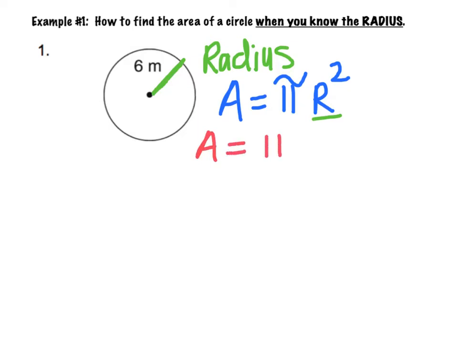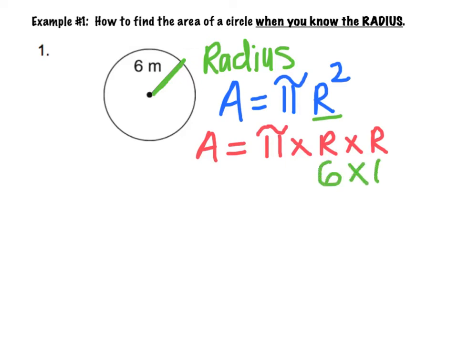Area equals pi times r times r, or radius times radius. When we look at our example, the radius of the circle is 6. So I'm going to fill that in my equation where these letter r's are. Everyone should by now remember the number that represents pi, 3.14. And if I multiply all of that together, it will tell me the area or space inside the circle.